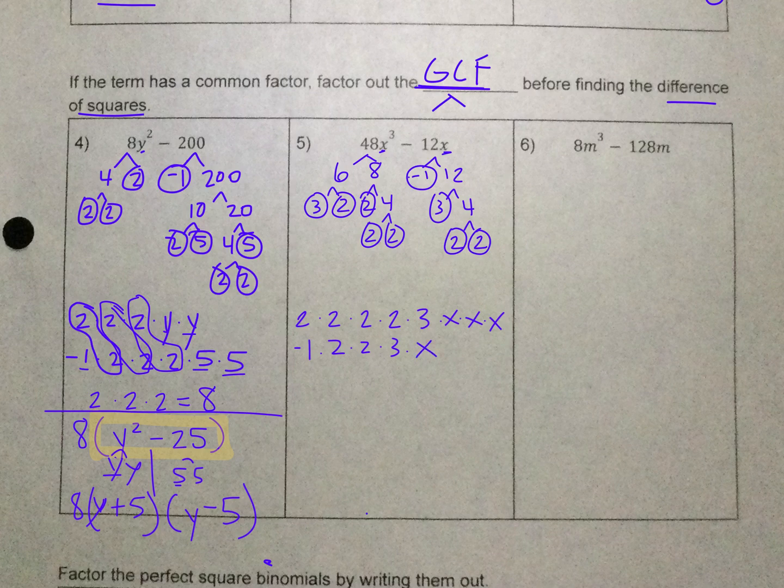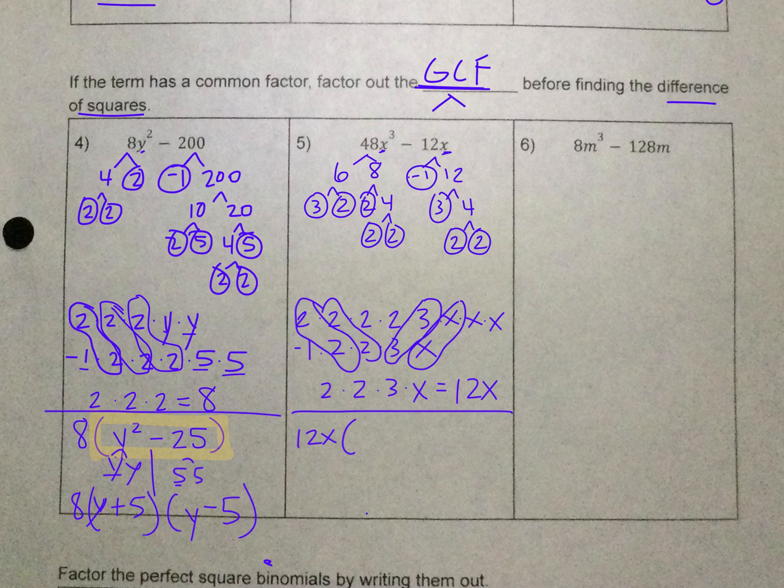All right, now I'm going to circle what I see in both places. I see a 2, 2, a 3 and an x. So 2 times 2 times 3 times x. 2 times 2 is 4 times 3 is 12x. So 12x is what I write in front. On the top row, 2 times 2 times x gives me 4x squared. On the bottom, all I have is a negative 1.